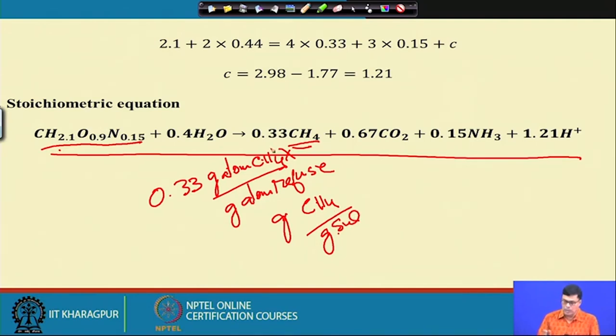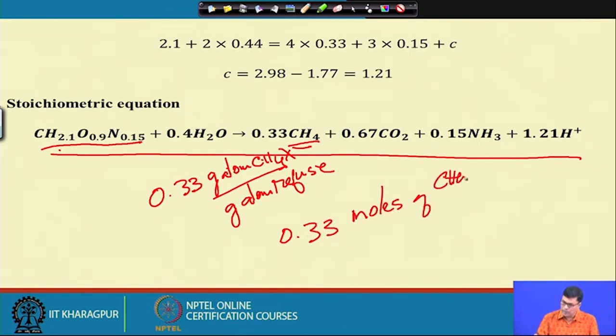Now let me show you something else here. Now suppose you guess this much methane is produced, so you can find out 0.33 moles of methane. Am I right? So now we know at NTP, what is NTP? NTP is normal temperature and pressure.